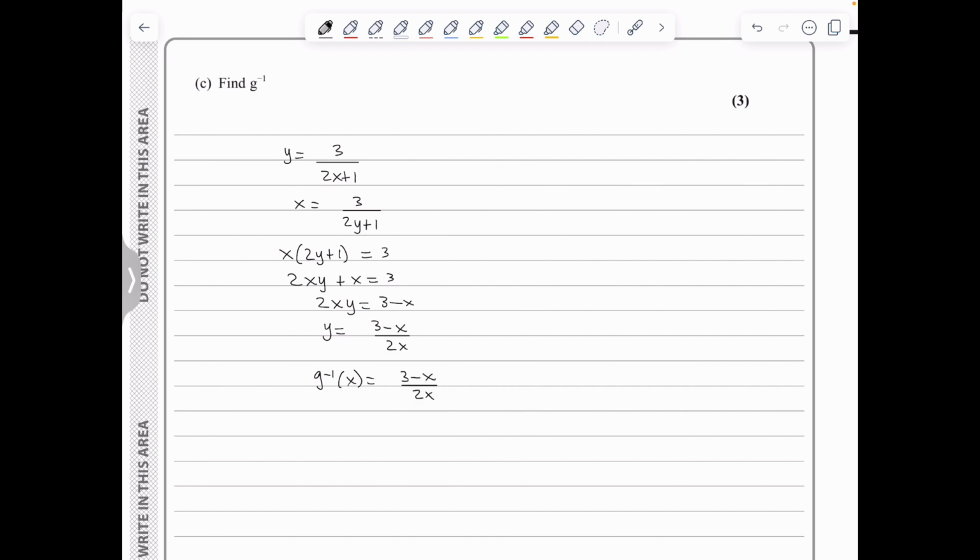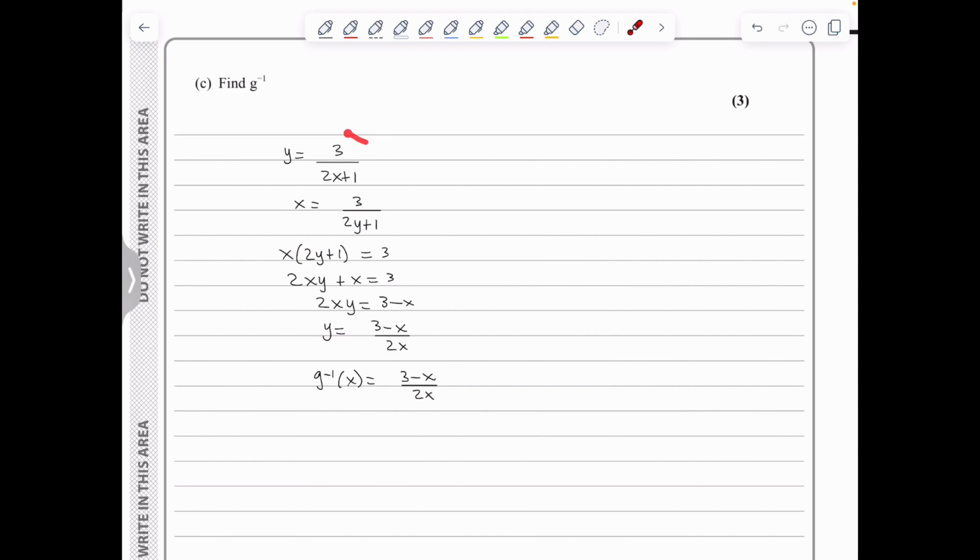This is not the end of the story. We still need to provide the domain for the function g inverse of x. So to do that, I will start by considering g of x. I will sketch it, identify the range of g of x, and we know that the range of g of x will be the domain of g inverse, and this will provide me with the domain to complete my answer.